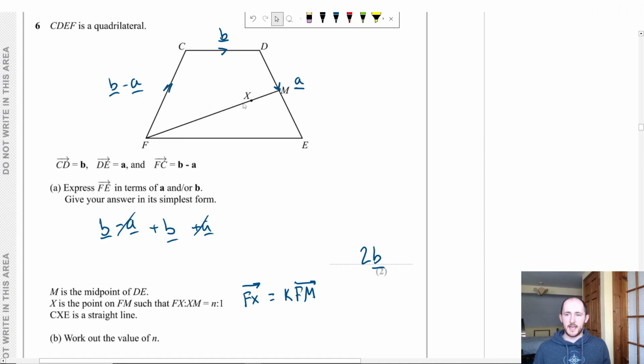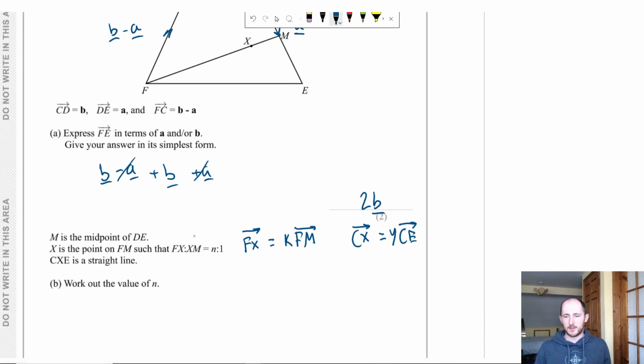The next part is that CXE is a straight line. And we're going to do the exact same thing. So CX is some fraction, and we can call this maybe, let's say, y, of CE. Okay. So that's what those two things mean. And now all I'm going to do, I know this might look a bit scary at the moment, but all I'm going to do now is write out equations for FX and FM. So how do I get from F to X? Well, we have F to X already. We can't actually work out a value. But we can work out F to M. Because F to M is just going to be F to C, so B minus A. So I'm going to write out FX here.